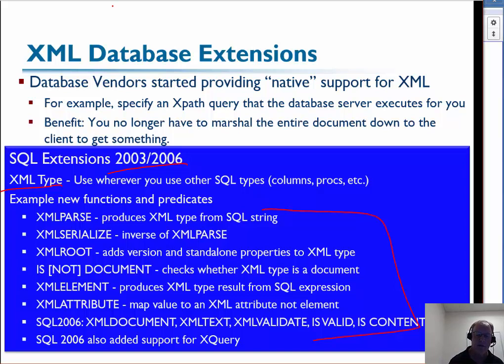You could produce an XML element from a SQL expression. You could produce an XML attribute, and so on. And then SQL 2006 added some even more predicates and tests to that. And SQL 2006 also provided support for XQuery. Again, not going over XQuery here, but an example of a query language in SQL 2006 would actually allow a second query interpreter, query executor, to be built into your relational database and leveraged through SQL extensions defined in the standard. All right.